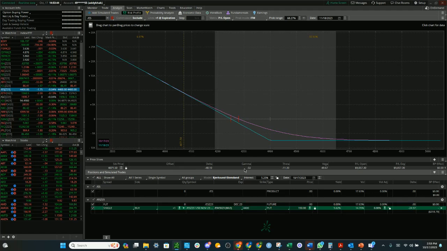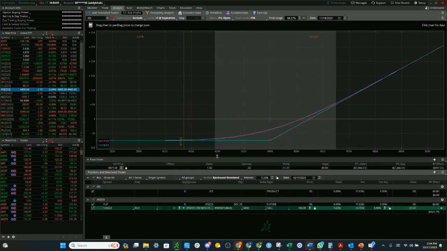Delta is negative 48 because I just bought an at the money, almost 50 delta option. Gamma is flat, no gamma yet. Theta is negative for the long side of the options, and Vega, you're buying volatility when you buy an option. Now look at the call side, same thing. It's just the opposite. Delta is positive, theta is always negative for long options, and Vega is always positive for long options. So just keep that in mind.